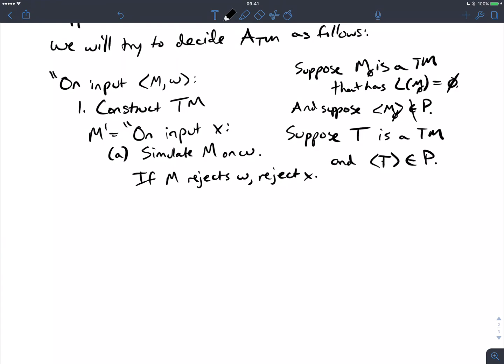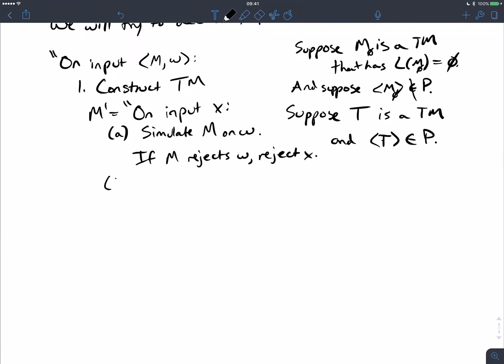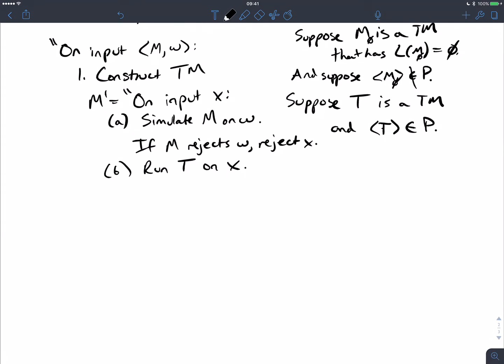So now we need to worry about when it accepts. Okay? So if it accepts, we're not going to have this M prime behave like M sub empty. We're going to have it behave like T, the thing that does have property P. So run T on X and accept if T accepts.